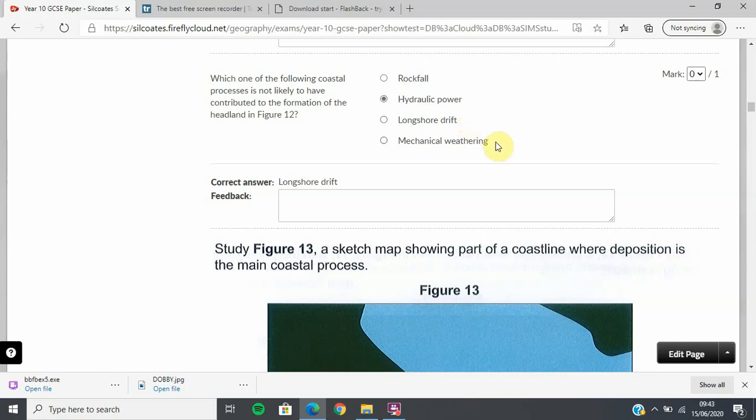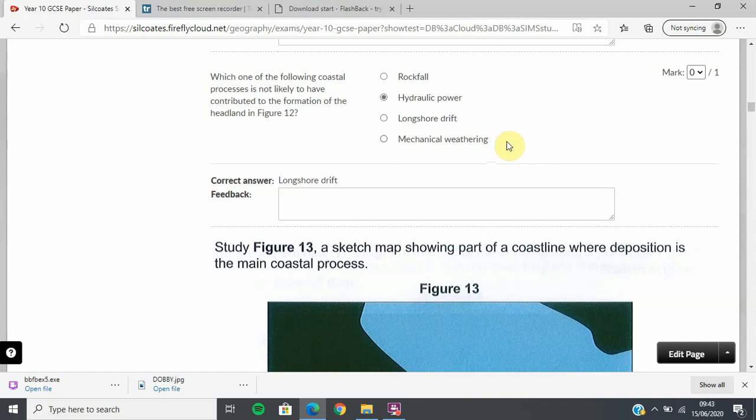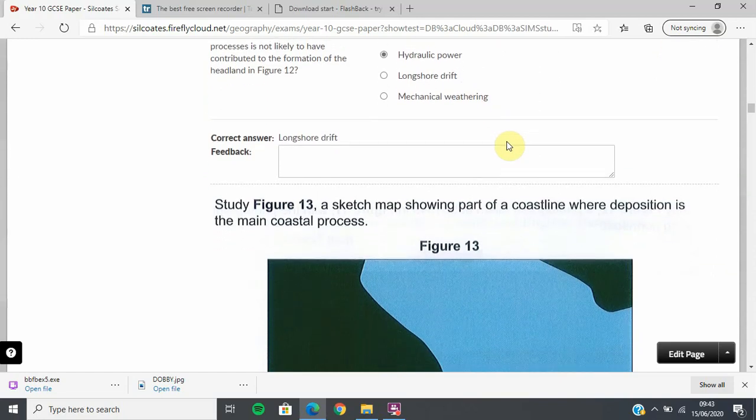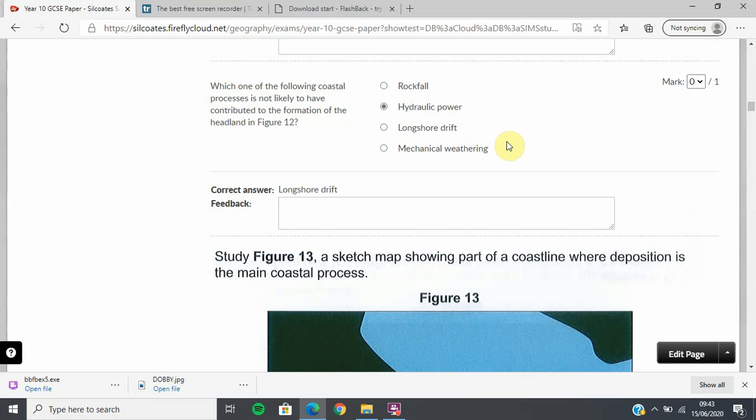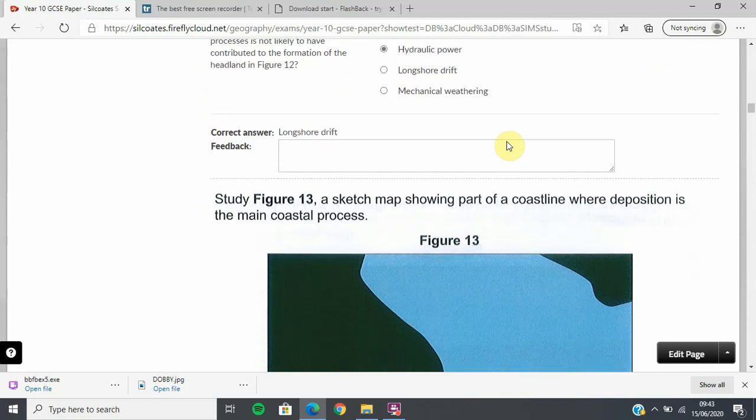Mechanical weathering, obviously, the headland will have had freeze-thaw weathering occurring on it that will have broken parts apart and knocked it down, that kind of thing. So definitely mechanical weathering will have sharpened and taken bits of rock onto the ground. Obviously, the mechanical weathering links to rockfall, and the hydraulic power will be crashing into there as well. Okay, so correct answer there, longshore drift. Not relevant really for a headland. That's a bay, isn't it?